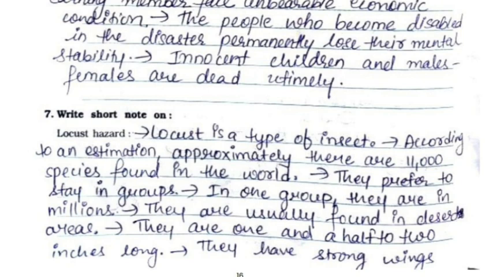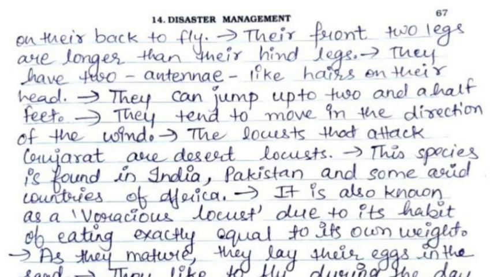Locust is a type of insect. According to an estimation, approximately there are 11,000 species found in the world. They prefer to stay in groups. In one group, they are in millions. They are usually found in desert areas. They are 1.5 to 2 inches long. They have strong wings on their back to fly. Their front two legs are longer than their hind legs. They have two antennae like hairs on their head.